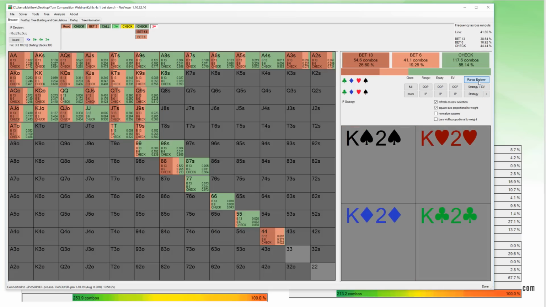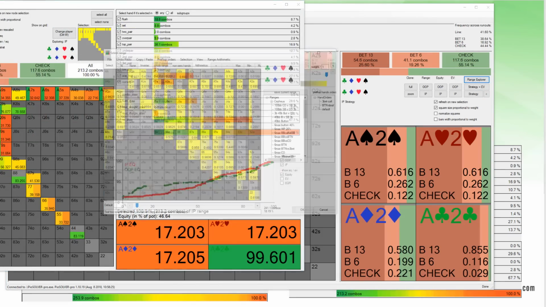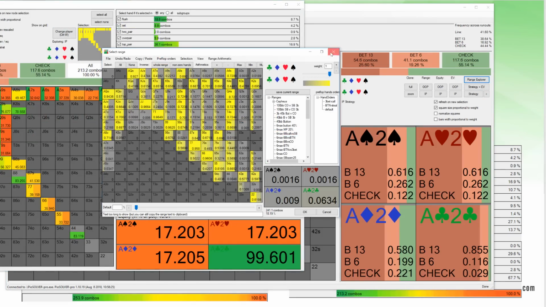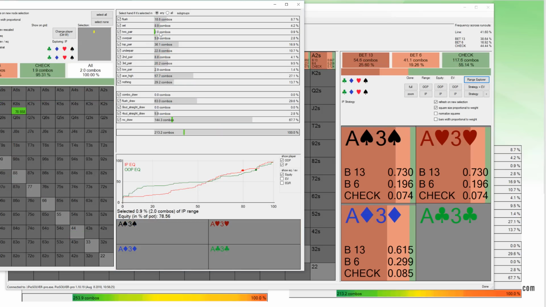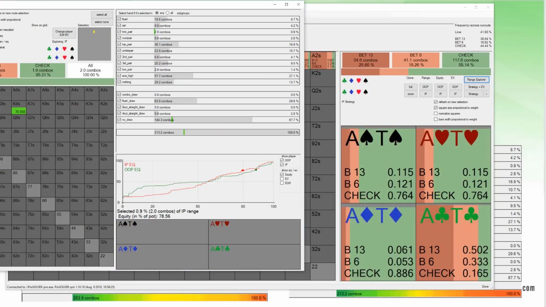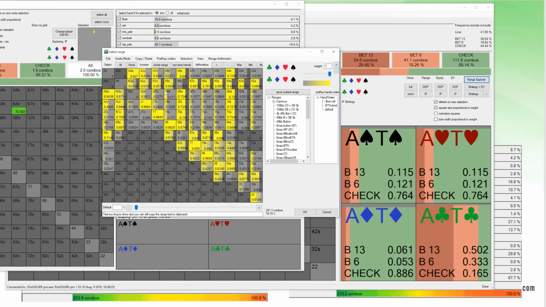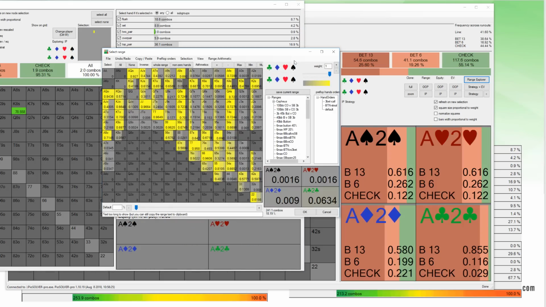In terms of what we can look at here on the Range Explorer, the out of position player, let's look at his two pair. So he has two combos of two pair now. King 8 suited. He should have King 3 suited. He's going to have some, I don't know why.